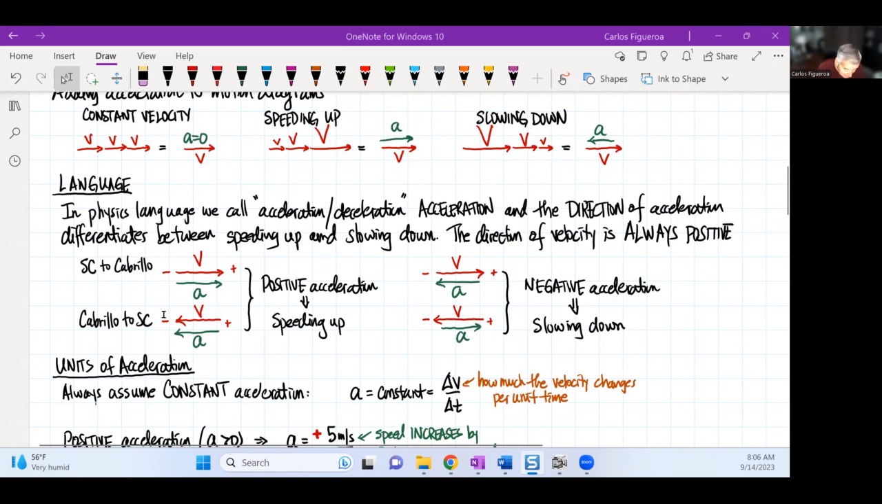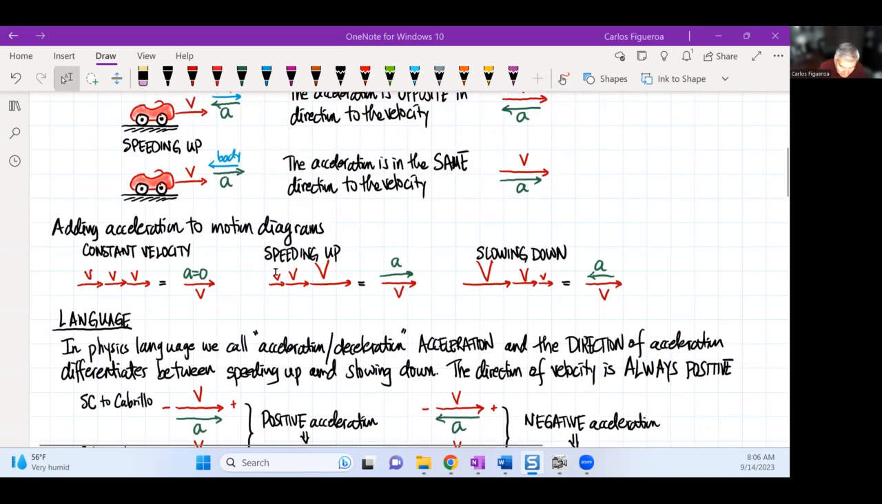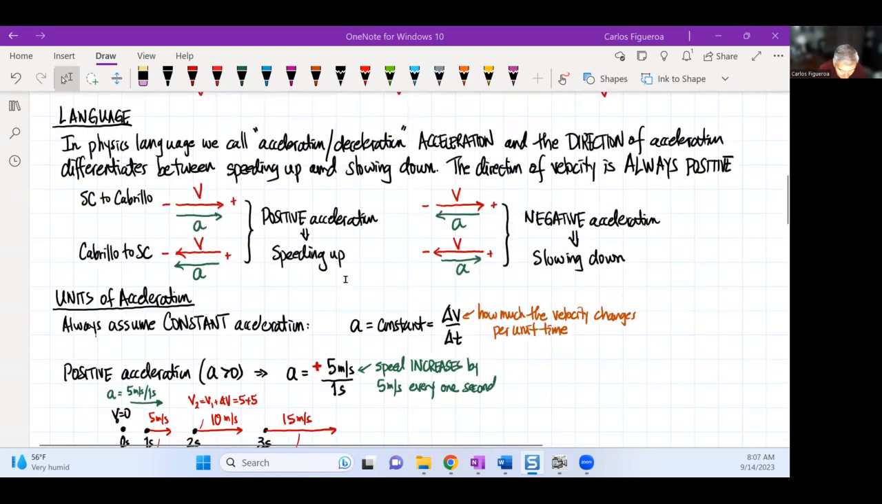if my velocity is in the negative direction and my acceleration is in the negative direction, the fact that they point in the same direction, that is still positive acceleration, because you could see that the acceleration is helping the velocity vectors to get longer. This is still speeding up. Again, that's not my notation. I would have changed that.